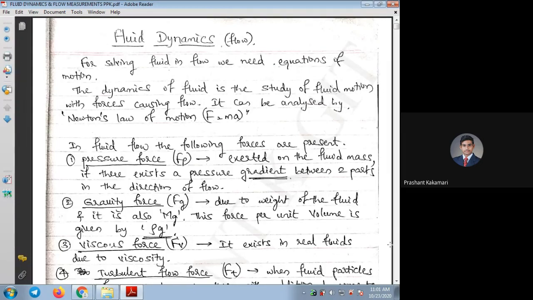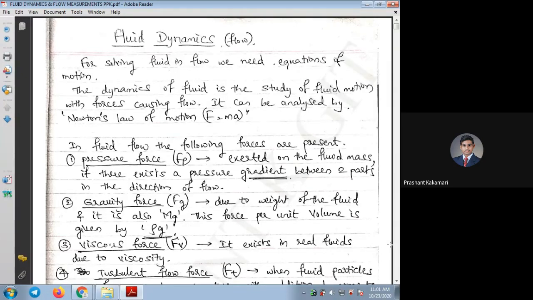So whenever you apply some force on the fluid, like on solid material or other materials, the fluid also behaves in the same direction. So by using this Newton's second law of motion, we are going to analyze the different forces which are applied on the given fluid. So that is our basic equation on which we are going to discuss the fluid.